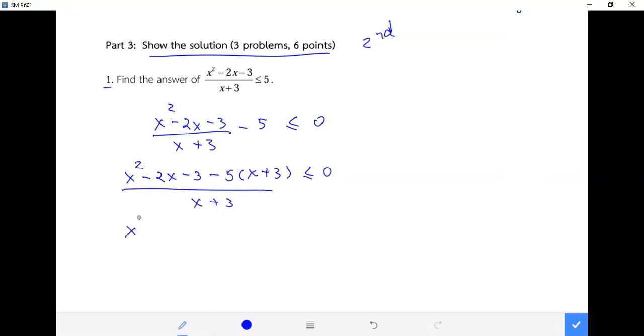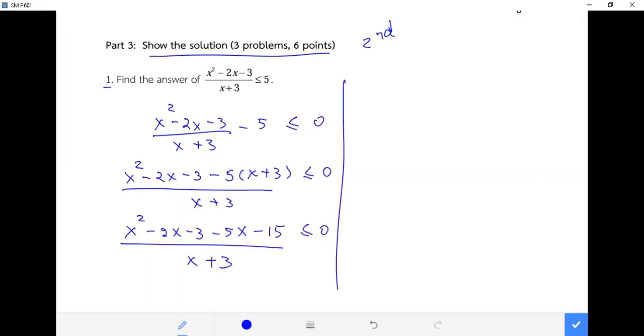Okay, so you have to write it very, very step by step. And negative 5 to x is negative 5x. Negative 5 to 3 is negative 15. You have to write very, very clear to me. Okay, so you go like x squared minus 7x minus 18 divided by x plus 3 less than or equal to 0.